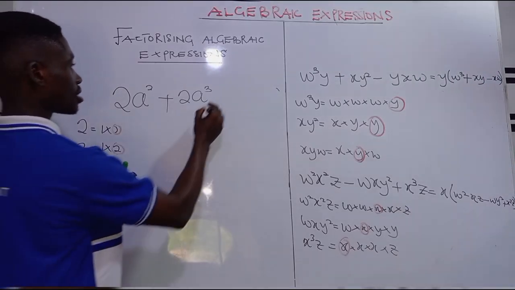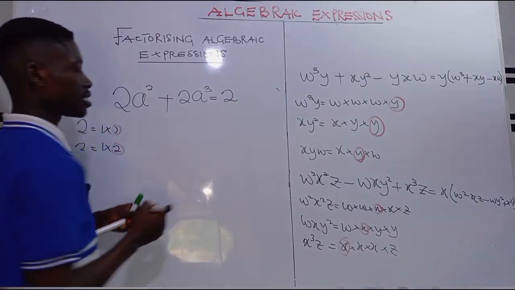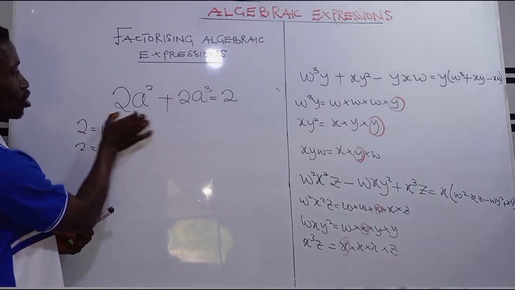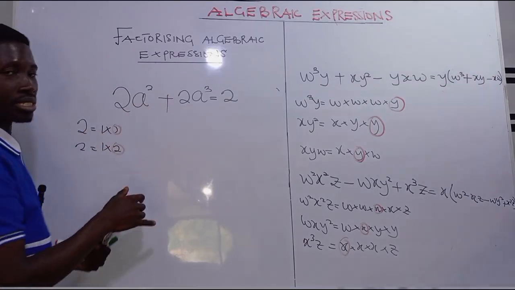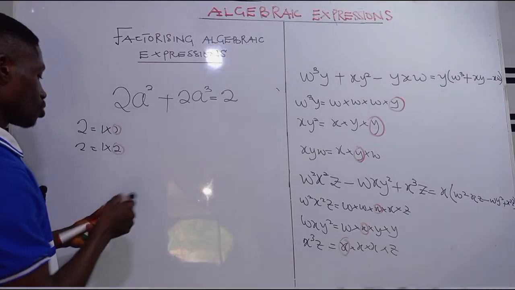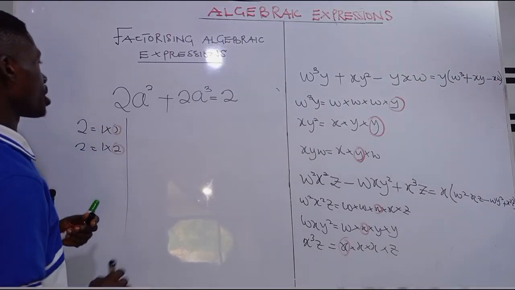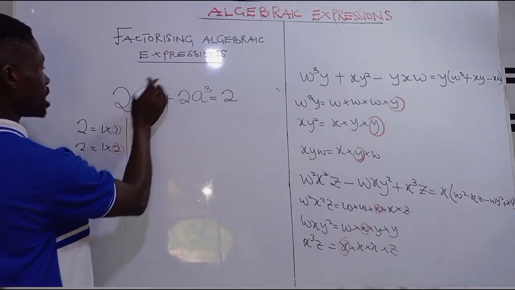So we write it down as 2. After finding the highest common factor for the two numbers, we move on to the letters. So let's take it down. Let's move it in this very way. So let's find the factors of 2a squared.